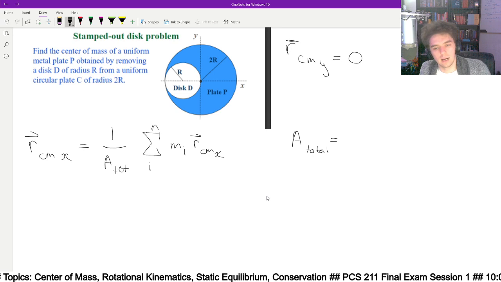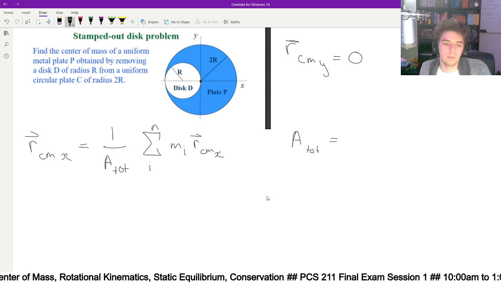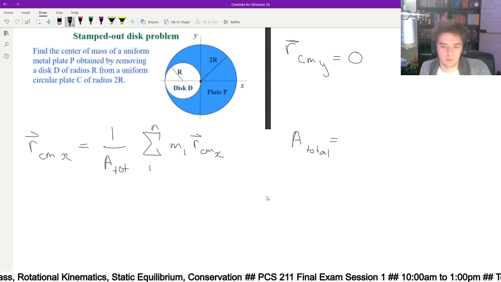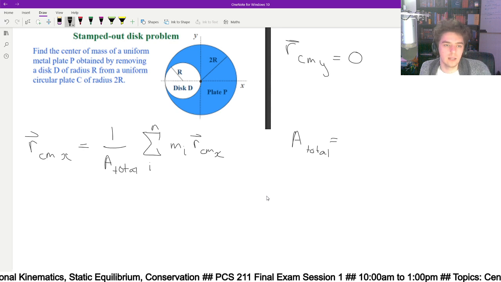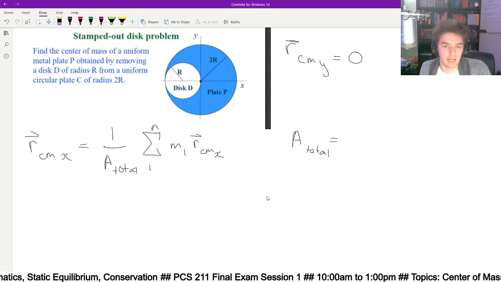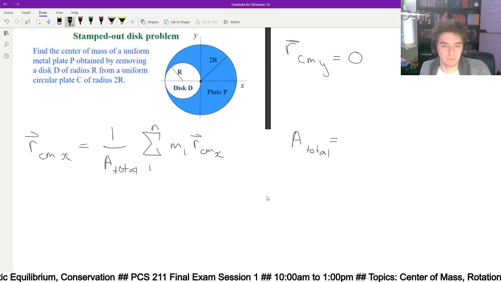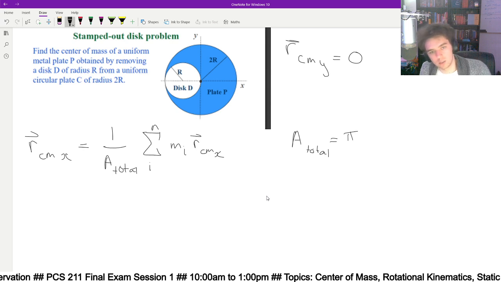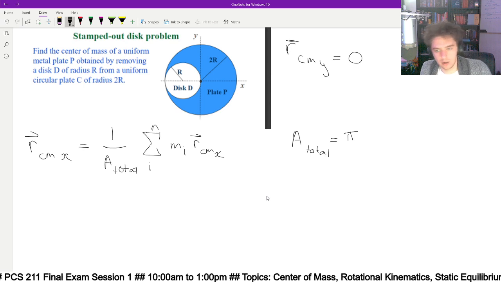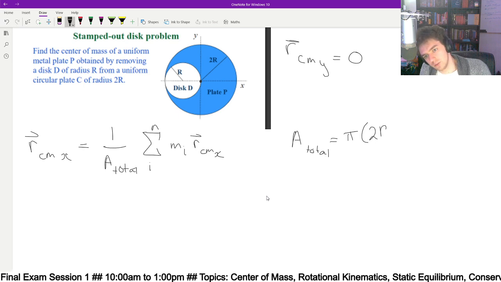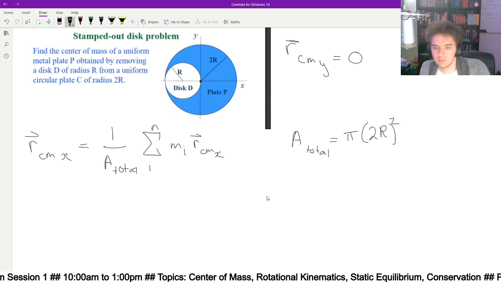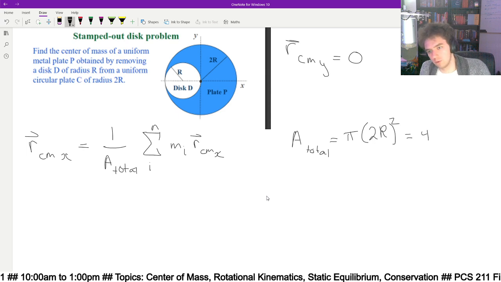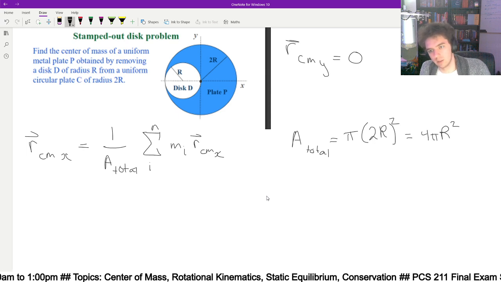Total. I guess I'll say TOT. So, I'm going to say total. So the area of the big piece, let's say, is going to be pi r squared, right? So pi r squared. Now, what's the radius? The radius, this is 2r. Okay, so pi (2r) squared, right? Which is 4 pi r squared.